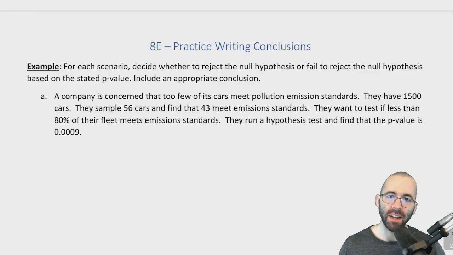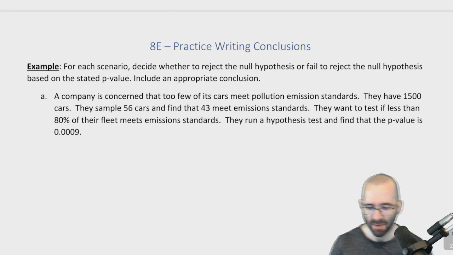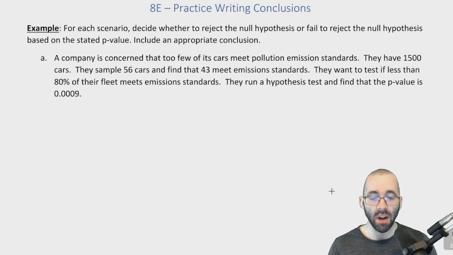Let's get some practice writing conclusions here. In all of these problems, I actually give you the p-value, so we don't have to do those calculations. We'll do more practice of that in the video after this one. But let's just get practice: okay, you say reject the null. What does that mean in the context of these problems? So let's go back and do a quick refresher of what our hypotheses were.